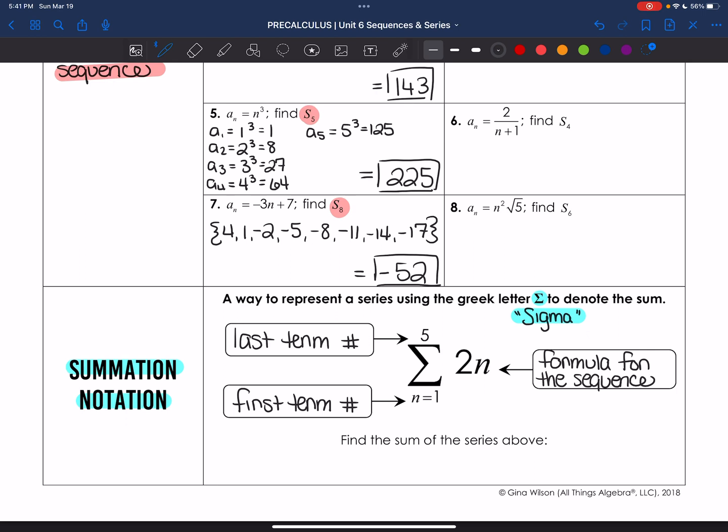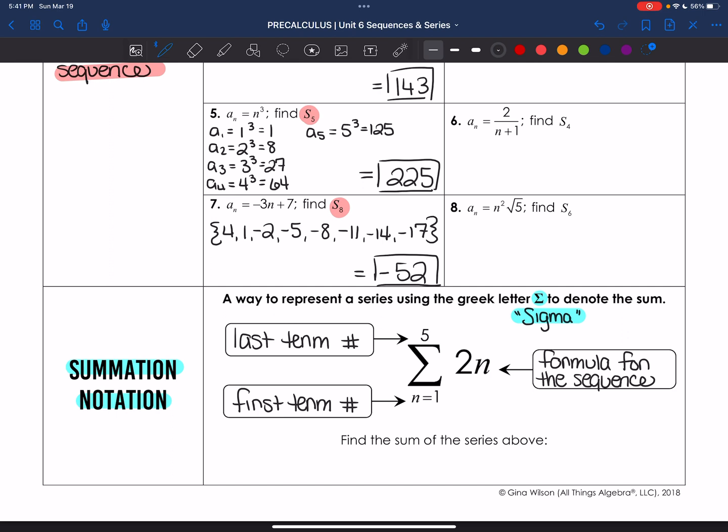So this is just a really wonderful way to notate the series that we are trying to find, and it is very clear for us the formula and how many terms we're going to be working to add together. So let's go ahead and find the sum of our series above. The formula is just 2 times n, where n is the position.